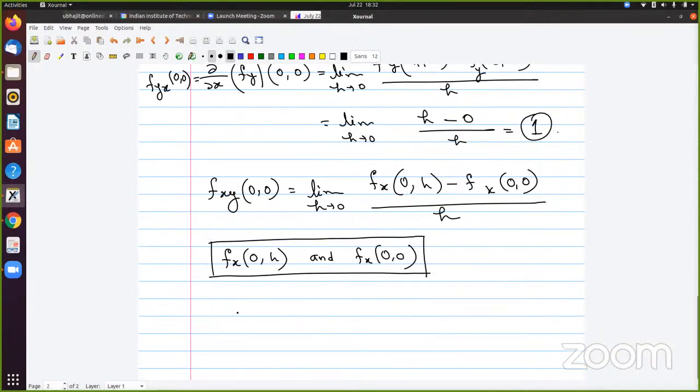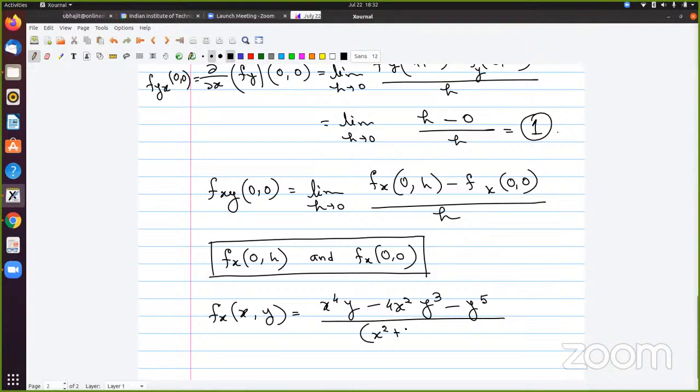So what is fx x comma y? Anyone have already calculated? x to the power 4 y minus 4x squared y cube minus y to the power 5 by x squared plus y squared the whole square. Great. Everyone got this? So this is what is fx 0 comma h.